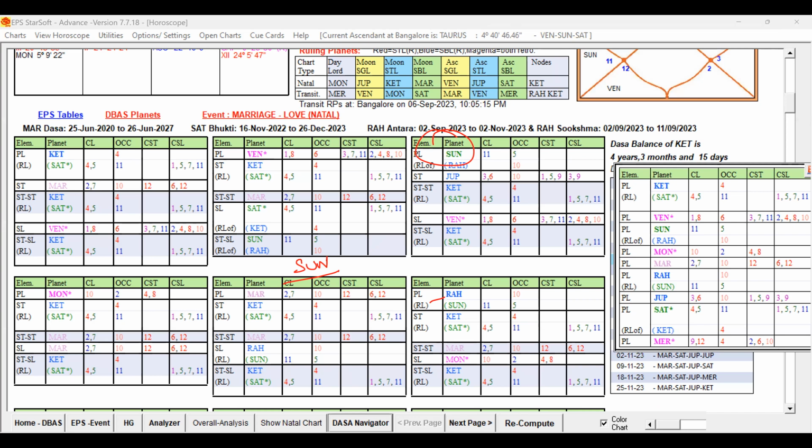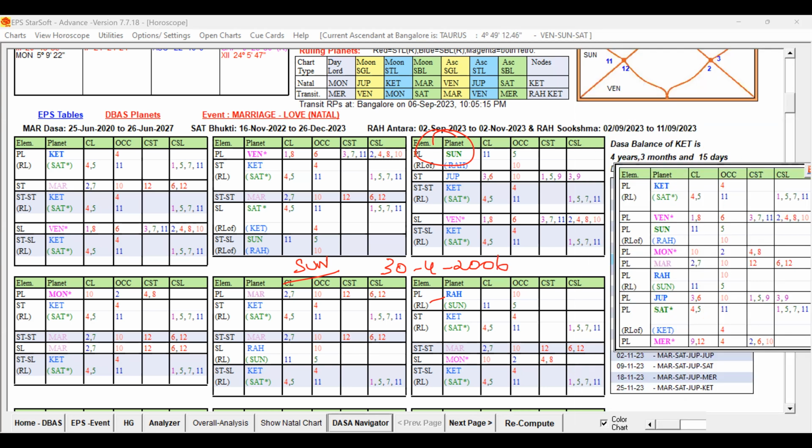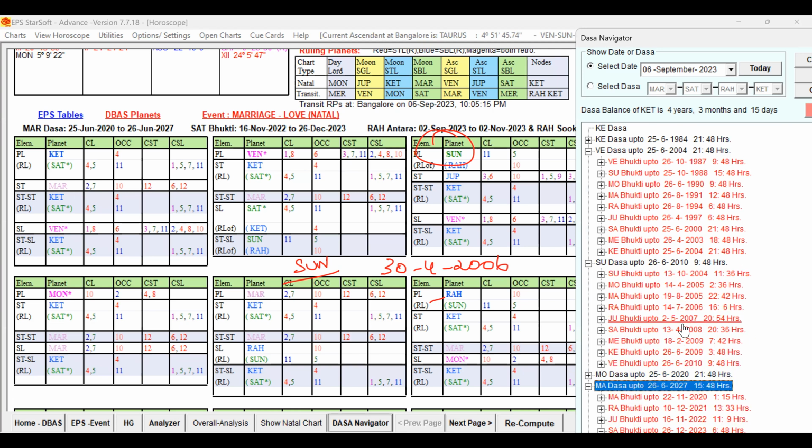Date of marriage, just a minute. 34, 2006. Let me note it down. 34, 2006. Sun. 6 or 16? I got confused. 6. 2006. Let us check the Dasa period. 34, 2006. Sun Dasa 34.